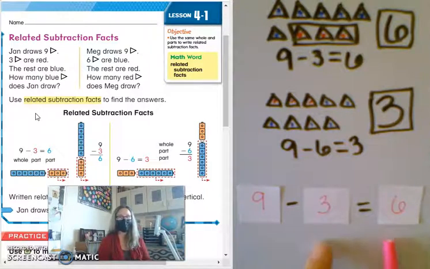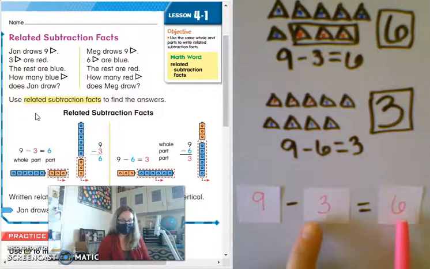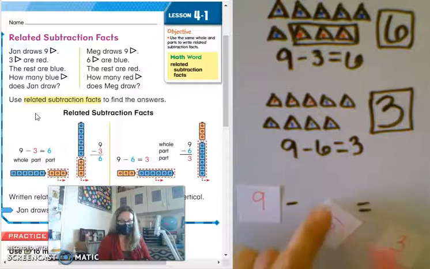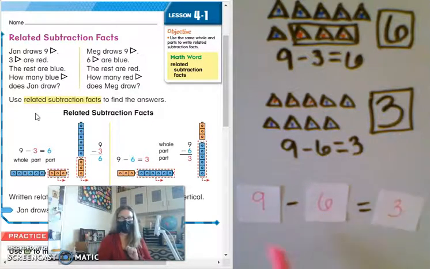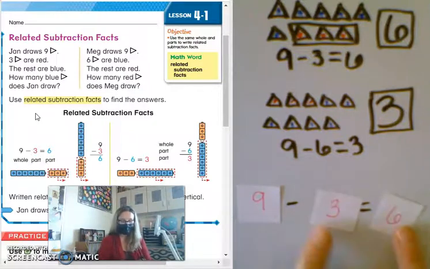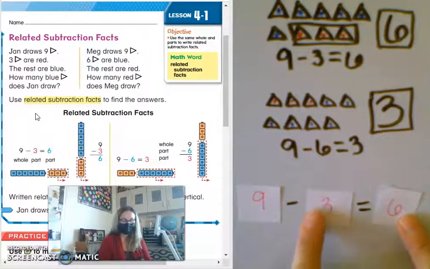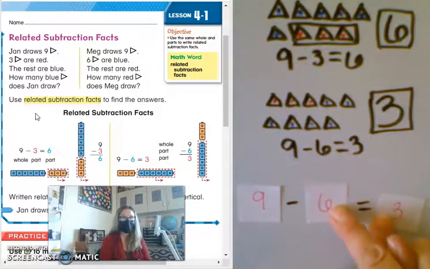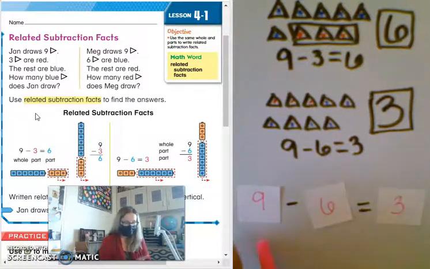But these are my parts, right? These are the parts that come together to make 9. So if I flip-flop these, ready? 9 minus 6 equals 3. And 9 minus 3 equals 6. It doesn't matter the order of my parts as long as my whole stays in the same place.